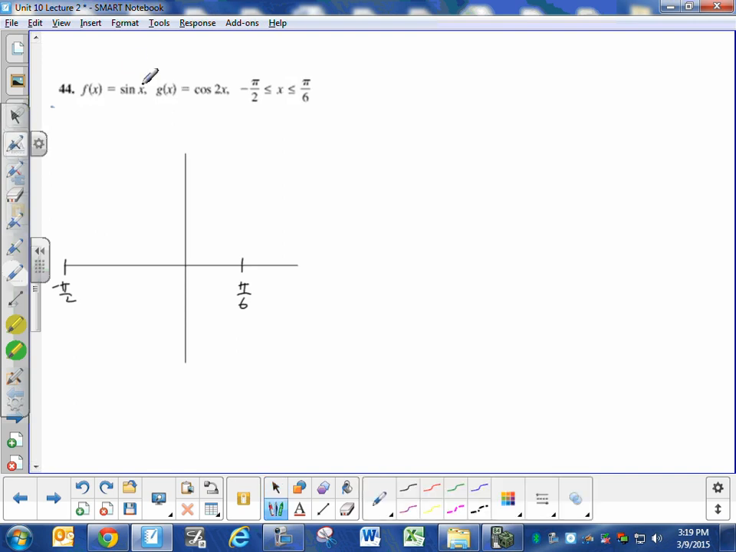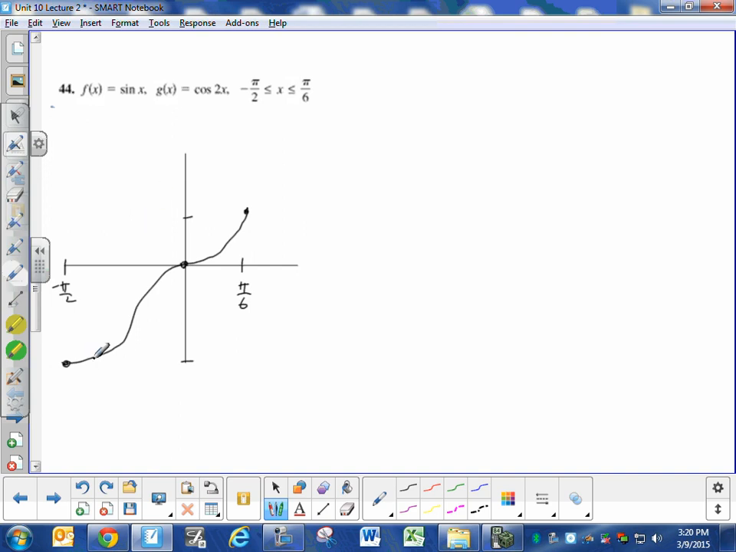Good. Well, let's graph sine at negative pi over 2. Sine of negative pi over 2 is negative 1. Okay. I know the sine of 0 is 0, and I know the sine of pi over 6 is 1/2. So here is the graph of sine between negative pi over 2 and pi over 6. Should be like that. Yeah, I think that's right.